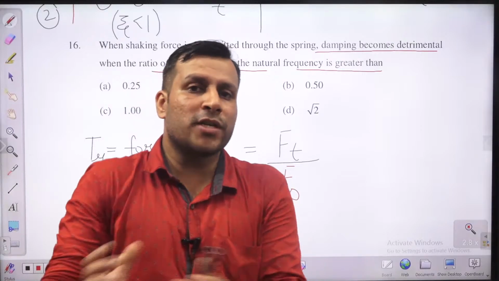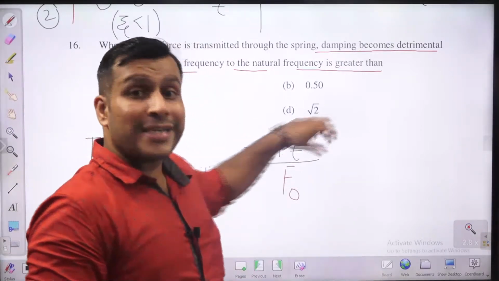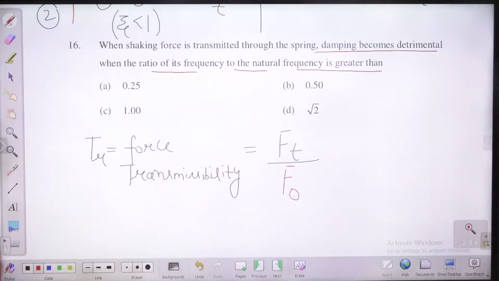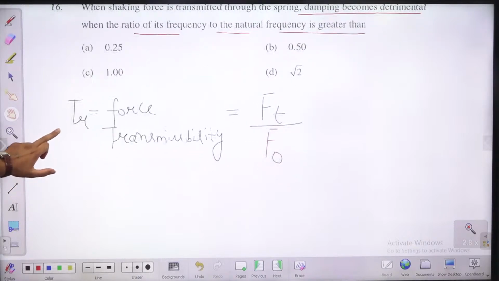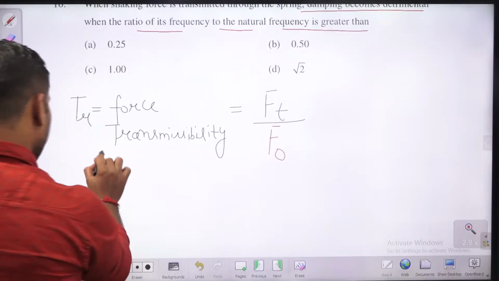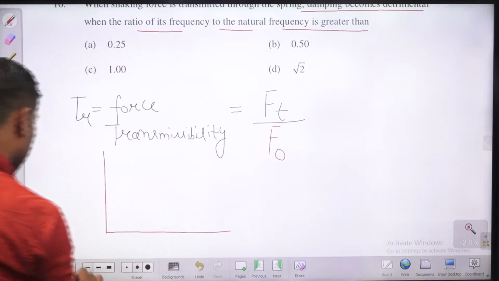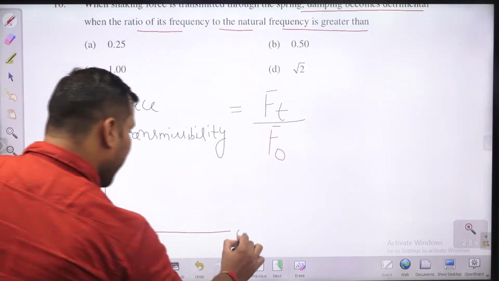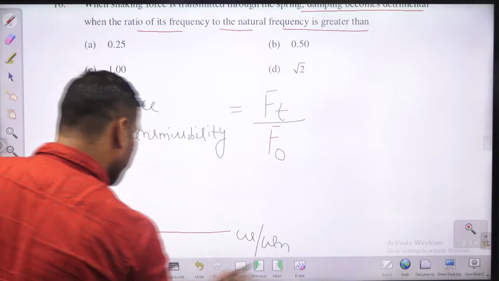Transmissibility factor, or force transmissibility, is the ratio of the force transmitted to the foundation to the total force applied. Now, if you check here, you will observe one thing: a plot of force transmissibility versus the omega by omega n ratio.